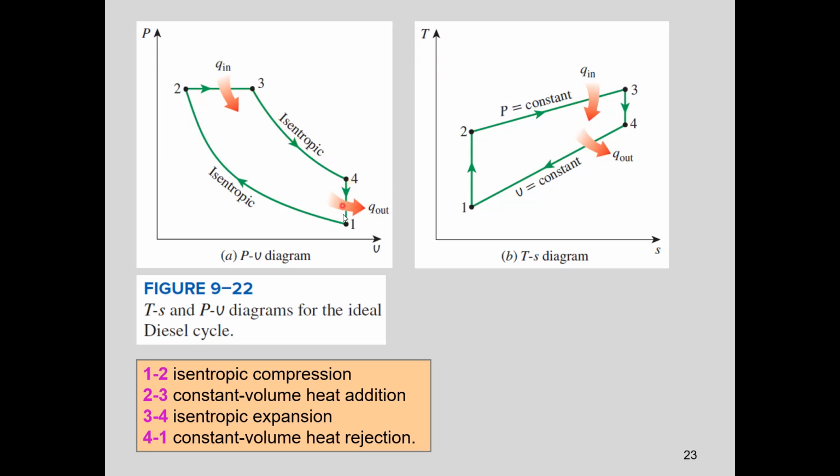Between 4 and 1, you have constant volume heat rejection process. This is the same as Otto cycle. And in reality, in the actual cycle, this process is replacing the exhaust blow down process, which actually happens slightly before bottom dead center when the exhaust valve opens. Most of the exhaust gases go out of the cylinder, and then this process is modeled by this constant volume heat rejection process, process 4-1.